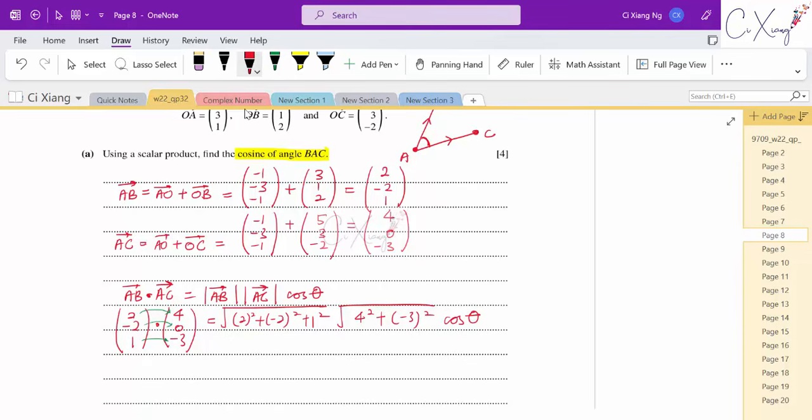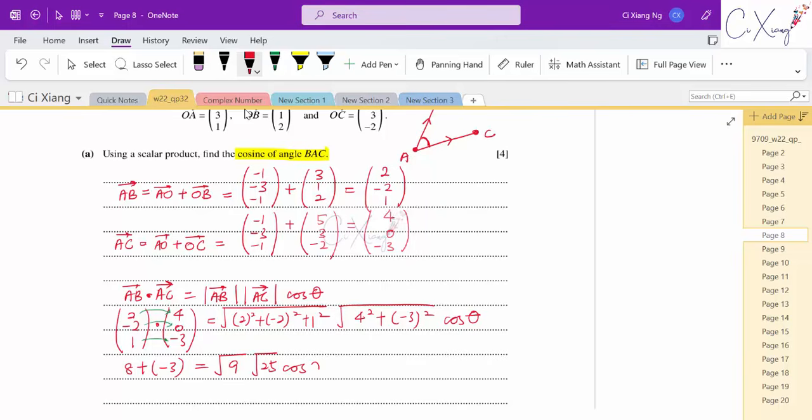So 4 times 2 is 8. -2 times 0, you get a 0. Then 1 times -3, you have -3, right? So it will become 8 plus -3, which is 5. And then simplify all the constant terms. All the modulus here, we are having square root 9 and also square root 25.